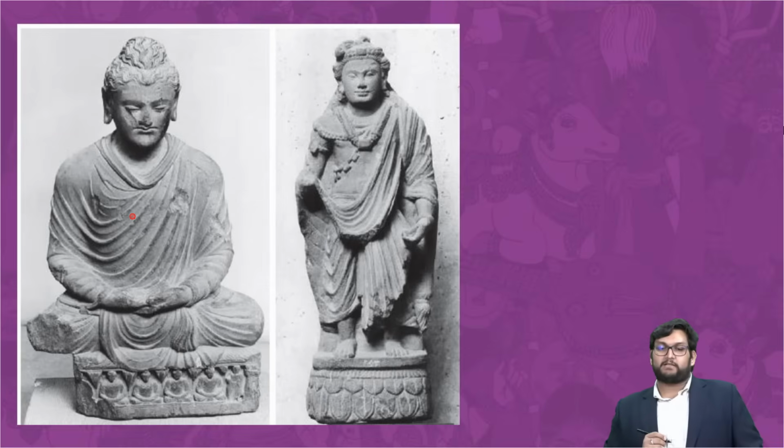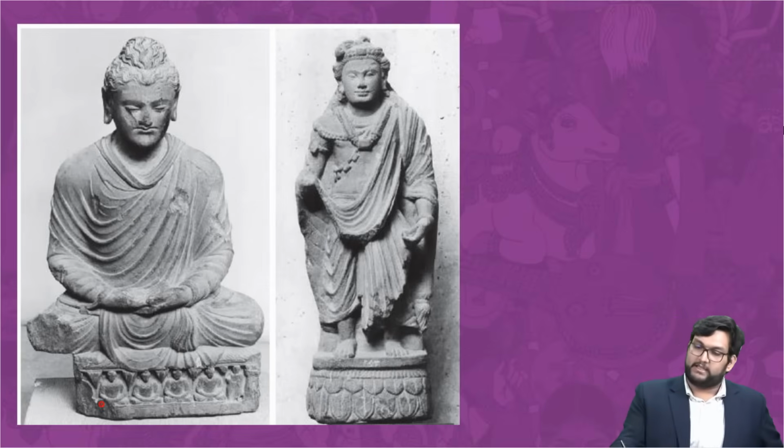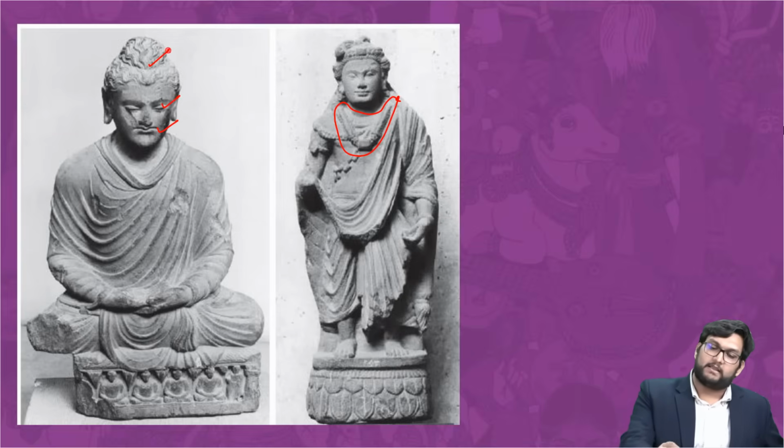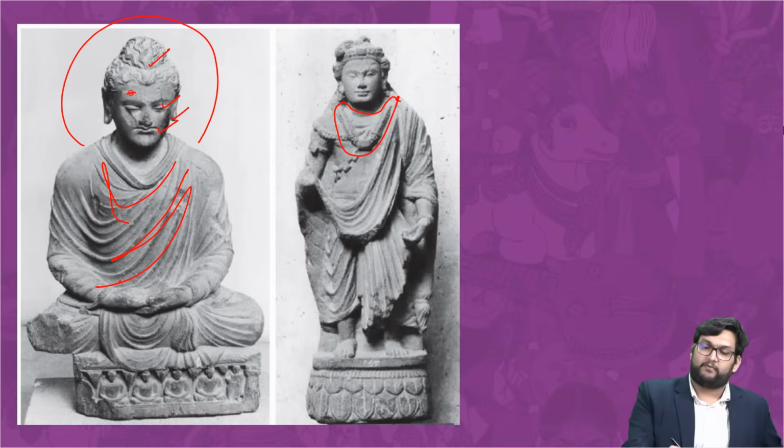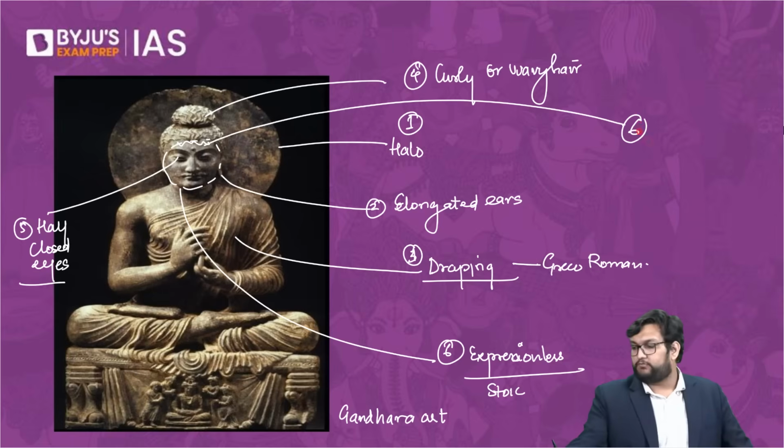If I go one step further and analyze another set of images, you will get the Greco-Roman jewelry, expressionless, half closed eyes, the wavy hair, elongated ears, the draping which you see here. The halo has been destroyed, and there are forehead lines also. This is something very specific: it shows a certain age of Buddha, which is the concept of forehead lines.